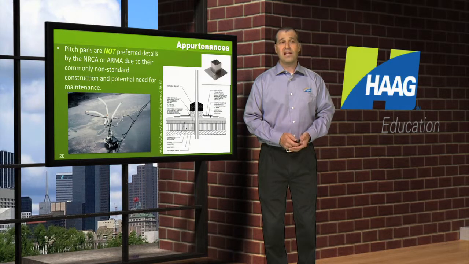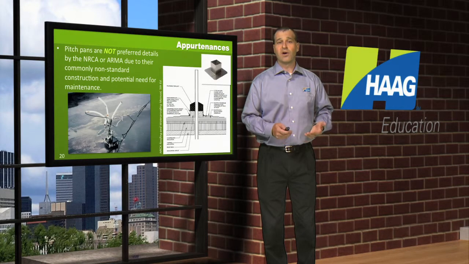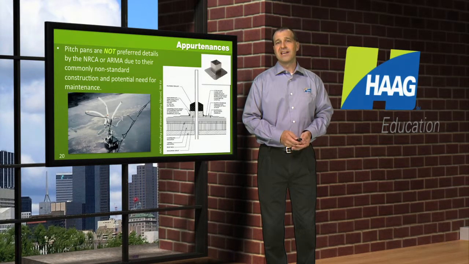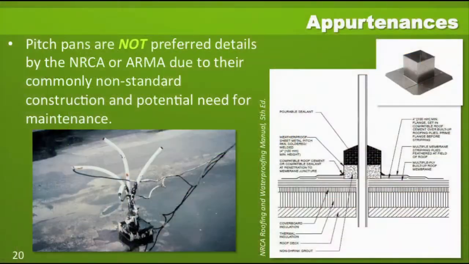The photograph on the left of this slide actually shows where an air conditioning unit had been in place, it's been abandoned, but yet the pitch pan remains and can continue to be a source of water leakage for the building. The graphic on the right shows what potentially would be a better detail for the pitch pan.